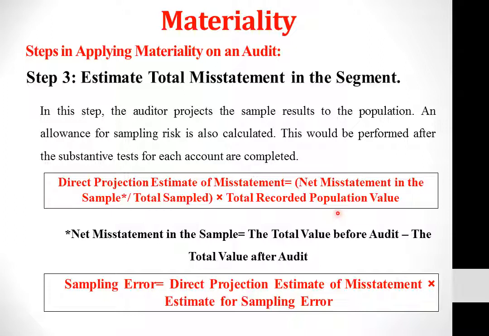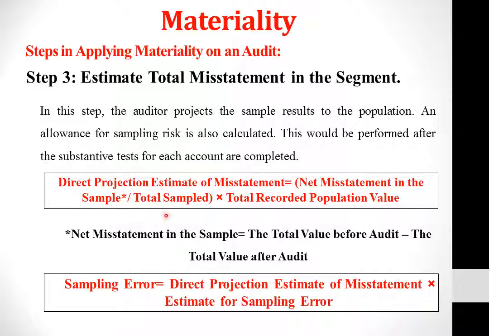طيب عشان نجيب بعد كده direct projection estimate، هنجيب بقى اللي هي ال total misstatement in the segment. It could be equal direct projection estimate of misstatement if we ignore sampling error. In the example, he could say for you ignore sampling error. When he says ignore sampling error, this means that total misstatement in the segment equals direct projection estimate of misstatement. If he didn't say ignore sampling errors, then estimate total misstatement in the segment equals direct projection estimate of the misstatement plus sampling error. يبقى لو قال لي في المثال اعمل ignoring the sampling error، فيبقى total misstatement in the segment بتساوي direct projection estimate of misstatement.